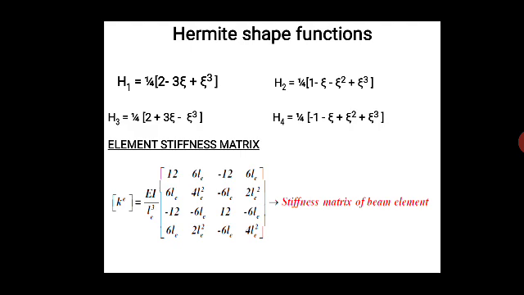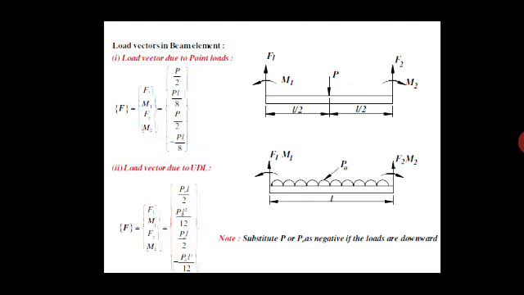Along with this we also got the equations for the load vector due to point loads. For a point load acting at the midpoint or midspan of a beam, the force vector can be considered as F1, M1, F2, M2, where F1 is the force at the left node and that can be considered as P by 2, and M1 is the bending moment, which depends upon the load P, so we will consider it as PL by 8. Similarly, at node 2, that is the right node, P by 2 and minus PL by 8.